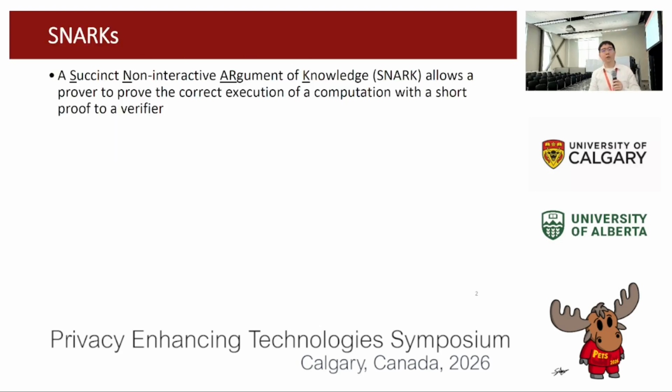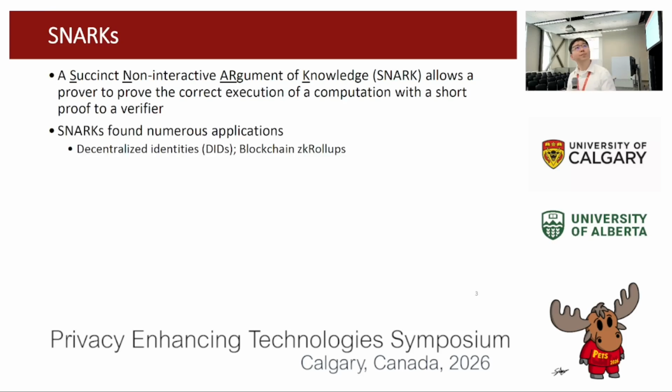To start with, I will give some background about SNARKs, and thanks to the three previous talks, we already know something about SNARKs. SNARK is a succinct non-interactive argument of knowledge, and it allows the prover to prove the correct execution of a computation with a short proof to a verifier. SNARKs already have numerous applications, including the three talks we just heard. Today, I'm going to focus on blockchain zkRollups and decentralized exchange.